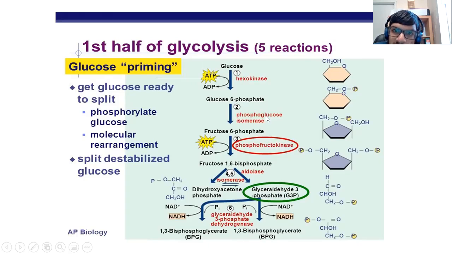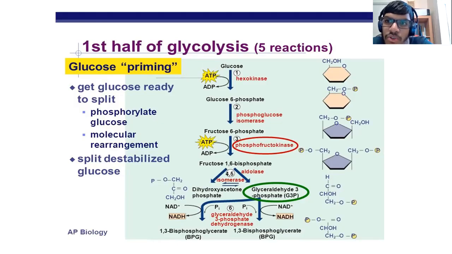And this enzyme, phosphoglucose isomerase, is an enzyme that converts between isomers. So glucose 6-phosphate is converted to fructose 6-phosphate. Now this enzyme here, phosphofructokinase, is very, very important. That's why it's circled here. And this essentially regulates the rate of glycolysis.